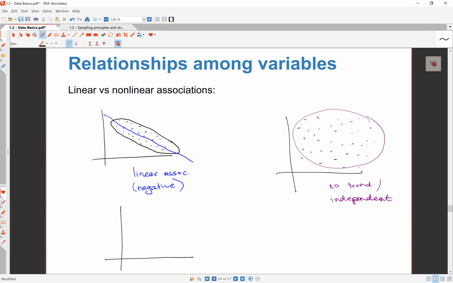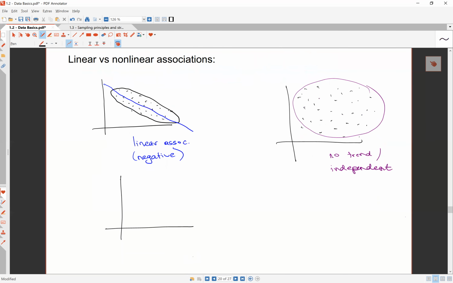Then we could have a situation where maybe the points are clustered closely to some trend line, but if you start looking at how that trend line behaves, if I track the typical trend here, right, that's not a straight line. So that would be an example of a nonlinear association. The points all follow some trend line closely, but that trend line is not linear.